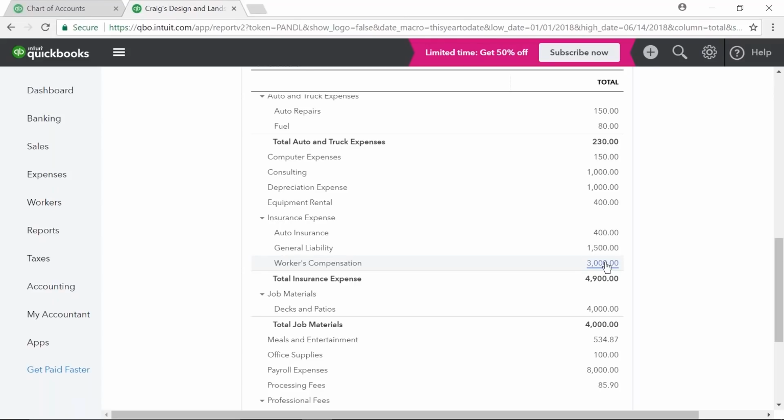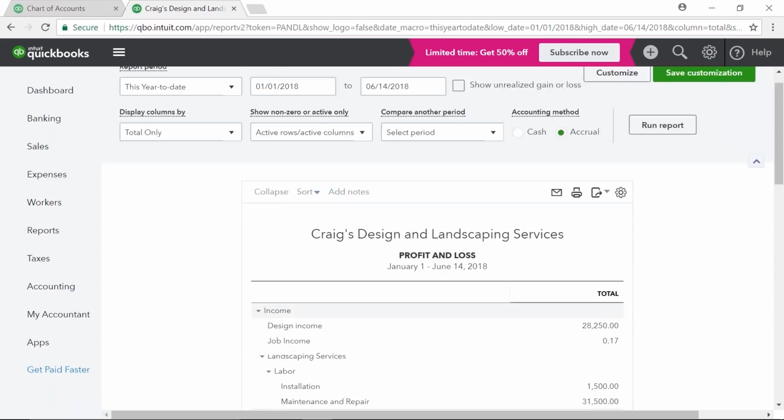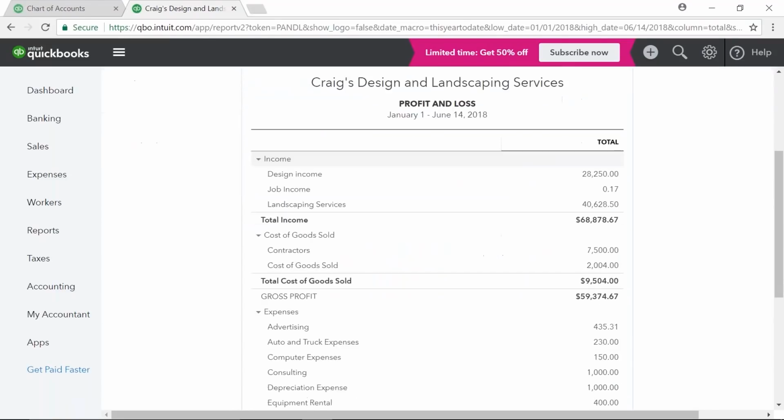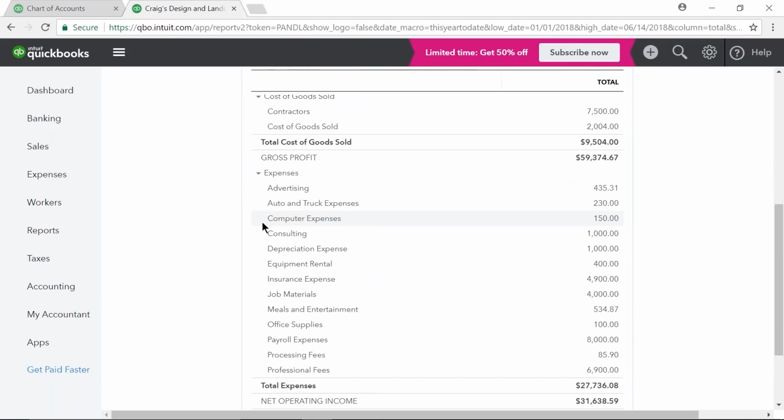But the way that it really helps you out is that if we want to, we can choose to collapse this report. Just click on collapse right here on the left-hand side. And whenever I do that, it then collapses all of those sub-accounts. So now I'm only seeing one account for insurance expense. Now this is helpful if you need to give a profit and loss statement to somebody who doesn't want to see all those different sub-accounts. They just want to see how much you've spent in total on something. Very helpful to make the report a little bit easier to read in those cases.